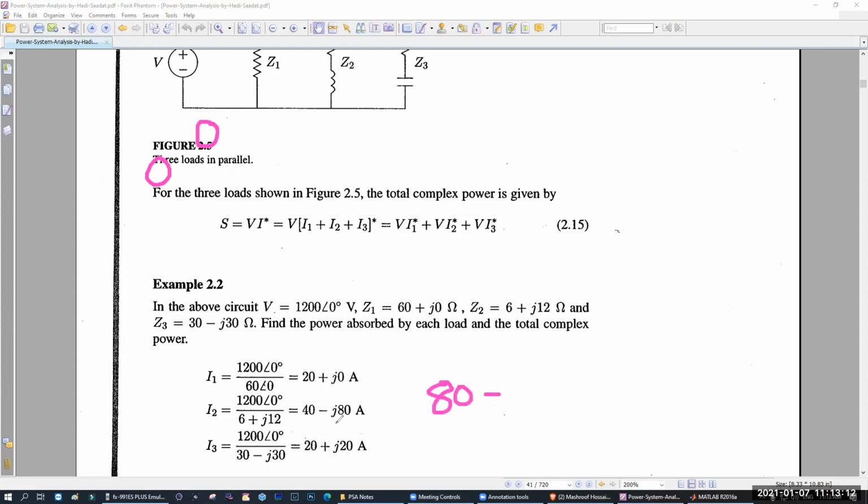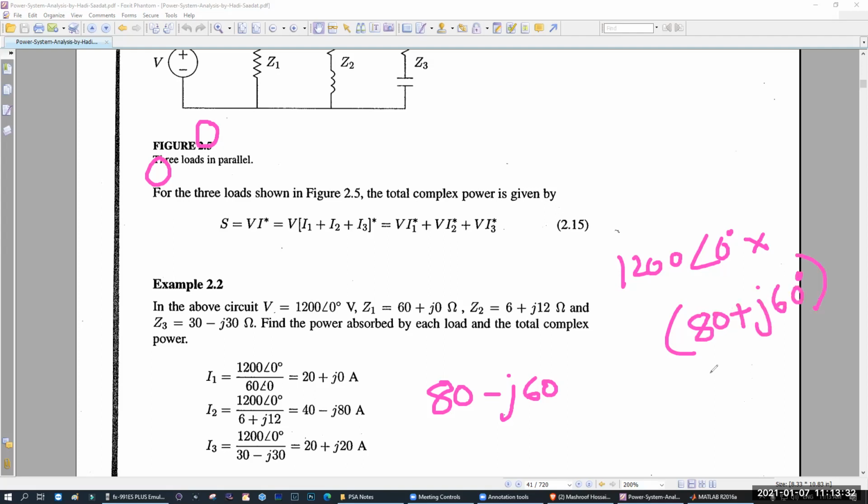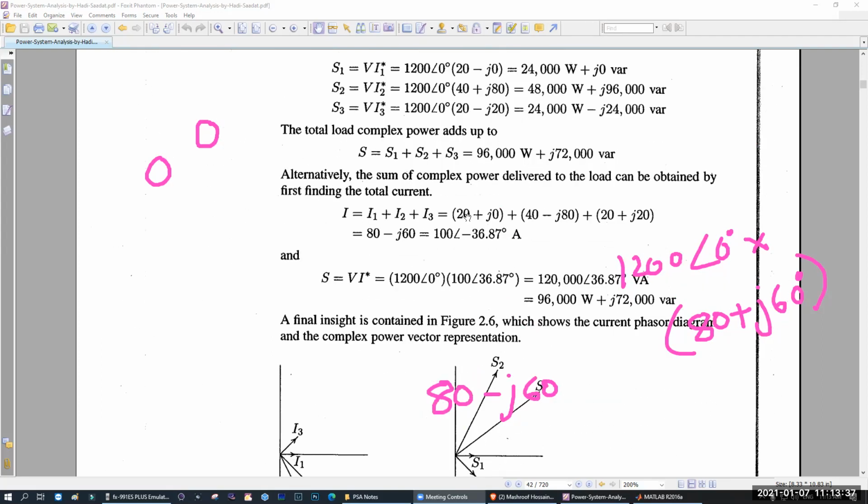So 0 minus 80 plus 20, that means minus 60, right? Now what is your minus V? 60. 1200 angle 0 into bracket conjugate, that means 80 plus j60. So if you multiply these, your result will be like this. Again, the same result: 9600 watt plus j7200 var. Okay?